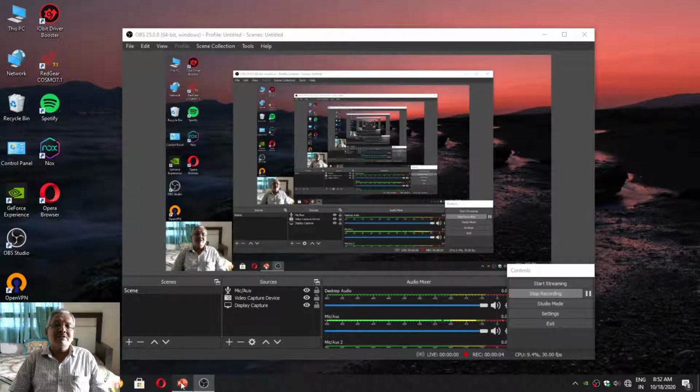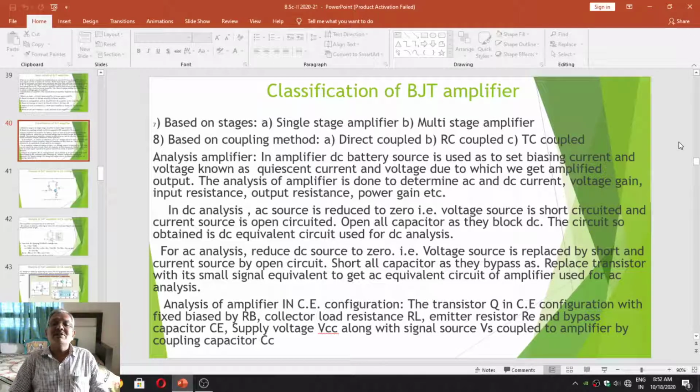We already started with topic number 3, that is transistor amplifier, and we studied the meaning of amplifier. Amplifier is the electronic circuit that increases the strength of weak signal provided to its input. Amplification is the process by means of which one can increase the strength of weak signal.